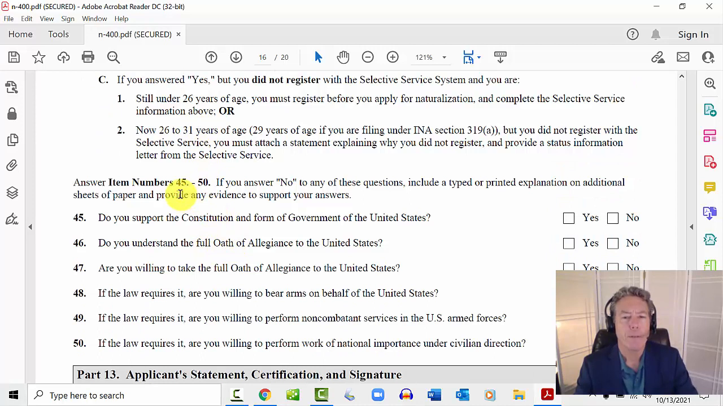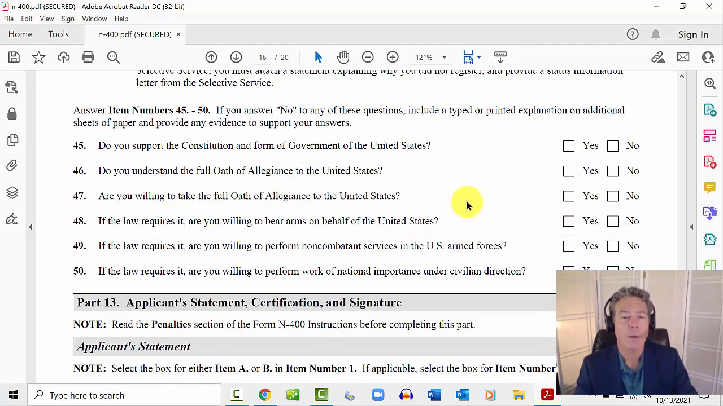Then we go to 45 through 50, and these are the citizenship questions around supporting the Constitution and form of government, the full oath of allegiance, willing to take the oath of allegiance. Are you willing to bear arms? Okay, if you say no on bearing arms, that means you need to go with one of those waivers. Are you willing to perform non-combatant services, or perform work of national importance? You want to be able to say yes to all these. You definitely want to be able to say yes to all these.